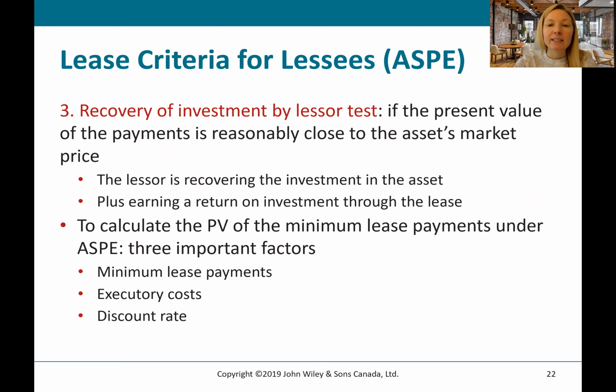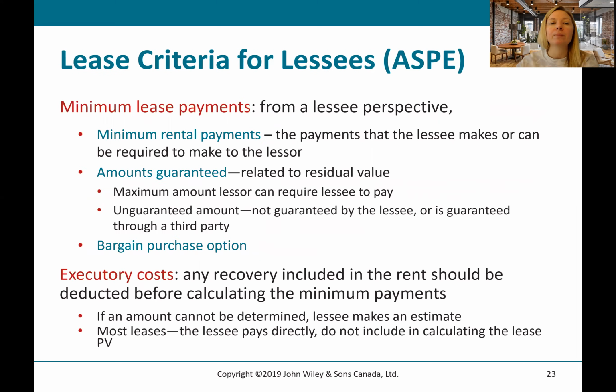And the third criteria is the recovery of the investment by the lessor. If the present value of the lease payments is reasonably close to the asset's market price, then we can assume that the lessor has recovered their entire investment and they're earning a return on the asset. So in order to finish off test number 3, we need to know how to calculate the present value of minimum lease payments under ASPE. There are 3 things we need to know: how to account for minimum lease payments, executory costs, and what discount rate to use.